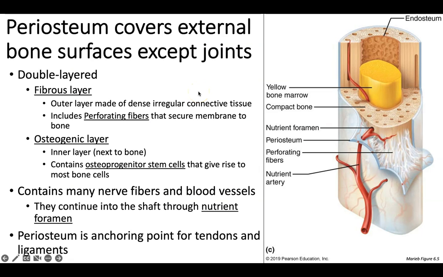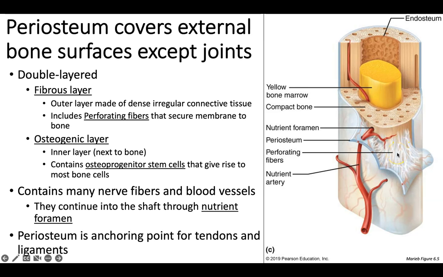So if we look a little more closely at the periosteum, you'll see it's a fairly complex structure. It has two layers, so double layered. The first is a fibrous layer. It consists of dense irregular connective tissue, and it's going to include these things called perforating fibers, and we can see those in the illustration. They look sort of like glue pulling apart in this illustration, and that's what they serve as.